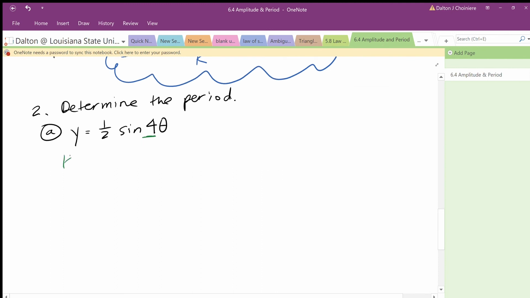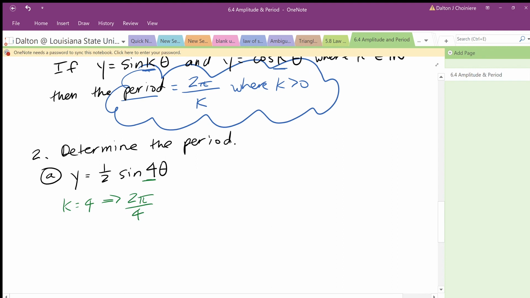So if k is equal to 4, then that implies that 2 pi over 4 is the period, which if I just reduce that is going to be pi over 2. So the period of this function is pi over 2. So let's think about what that means. This means that's how long it takes the sine function to get through one cycle. So if we were to actually graph this, which we'll get to in a second, that means it takes 1/4 of the amount of time to get through one cycle compared to the parent sine function.